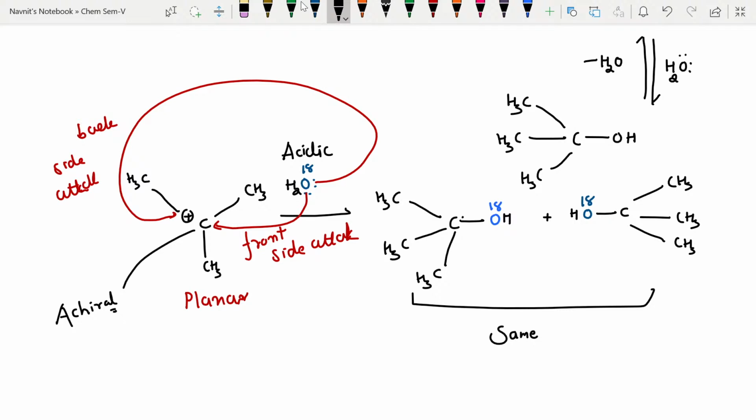Then these two products are different. With this carbon being chiral, the formed products are different. We get the racemic mixture.